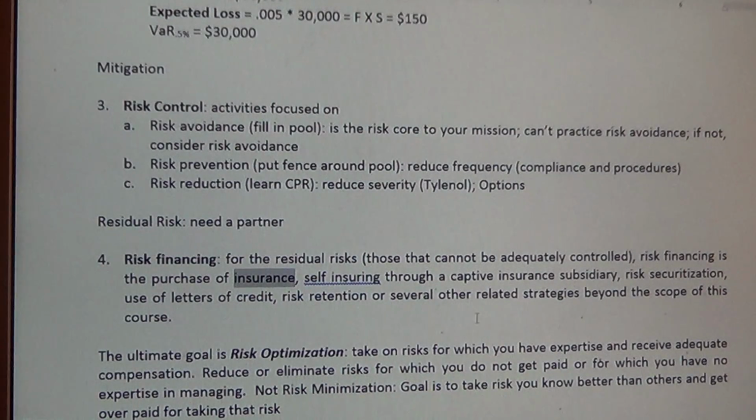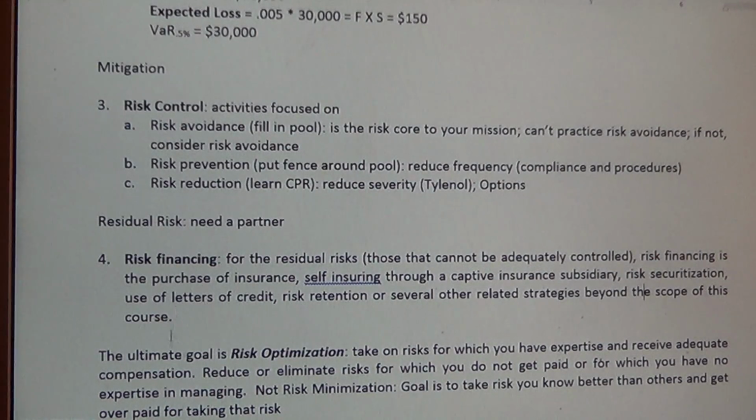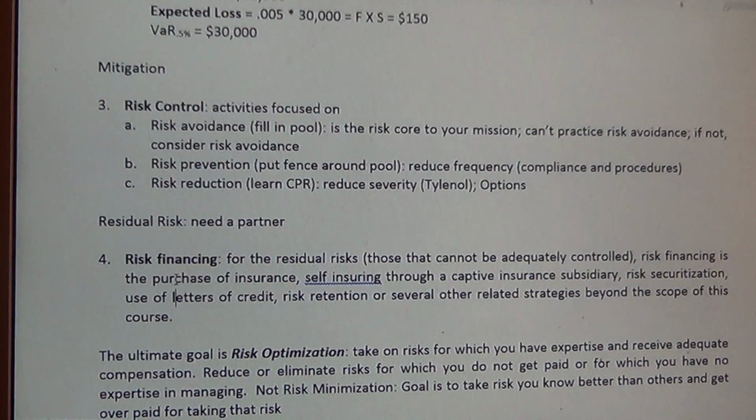There's other types of risk financing: captive insurance companies, risk securitization, letters of credit. These are all specialized. We might get into a few of them, but I doubt we'll get into too much detail in this class. But all are ways, especially the corporations, try to bring in third parties to help them in some way. At the very end, if you just cannot manage the risk where you want to, then you have risk retention. You just keep the risk yourself.